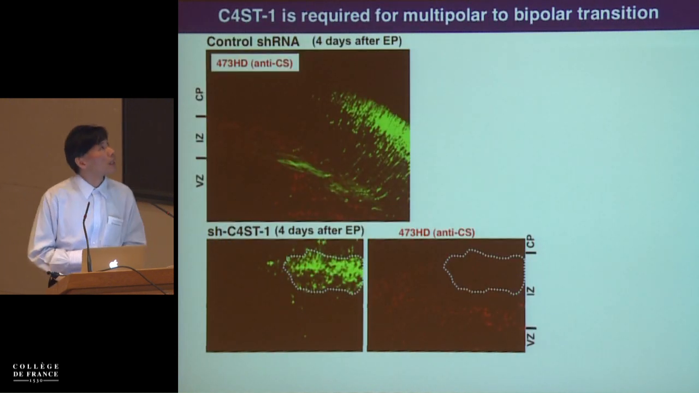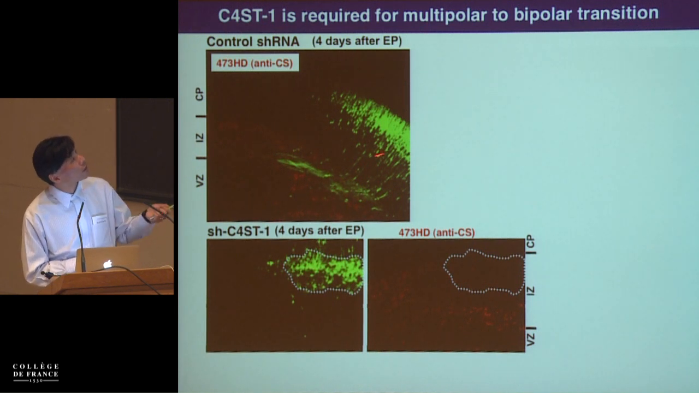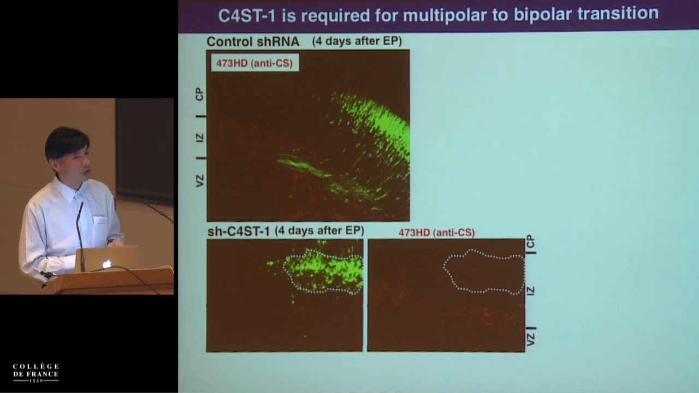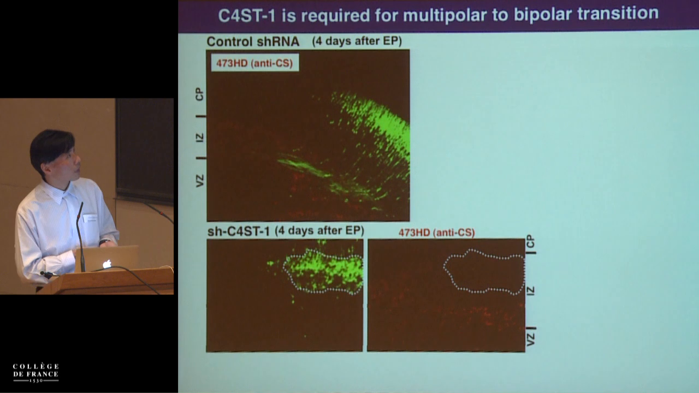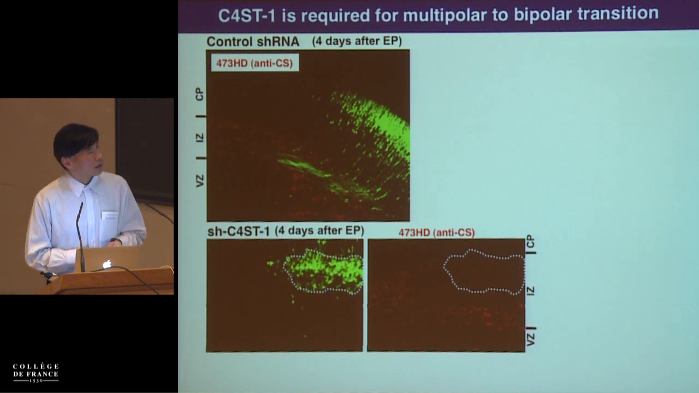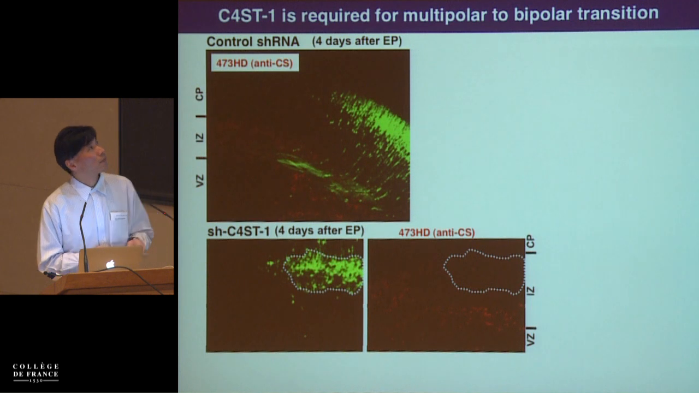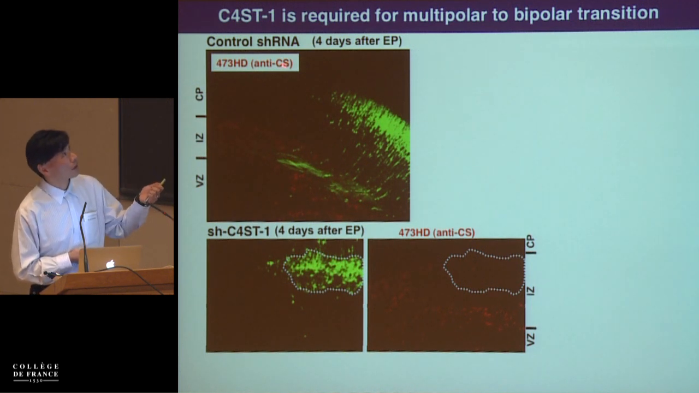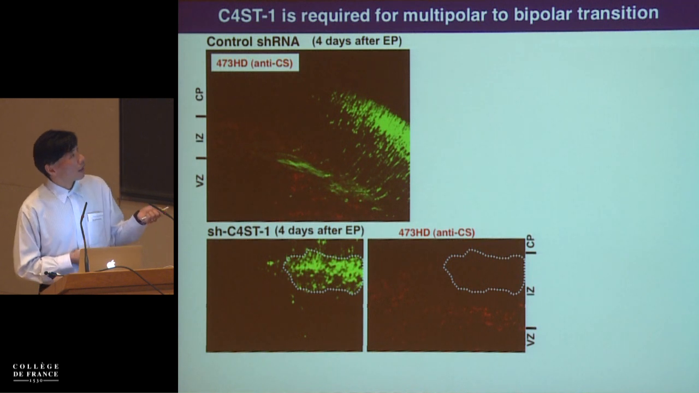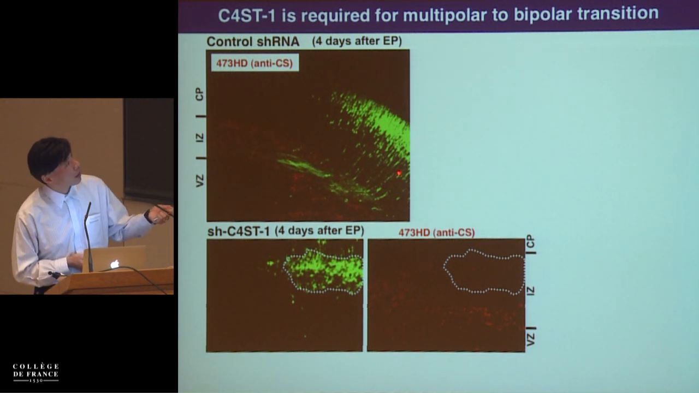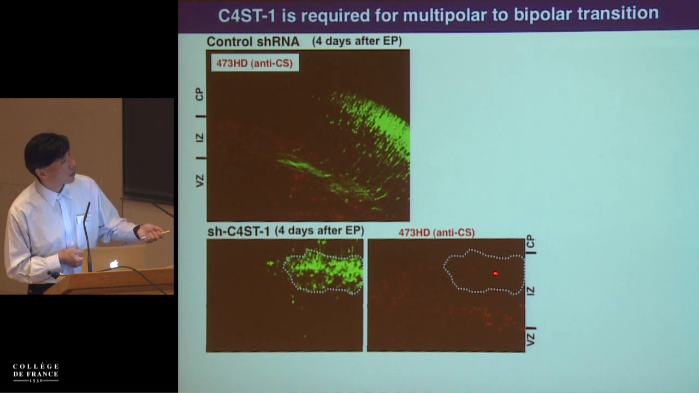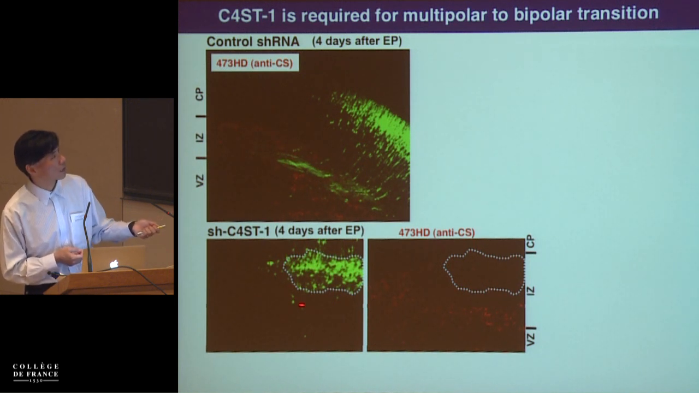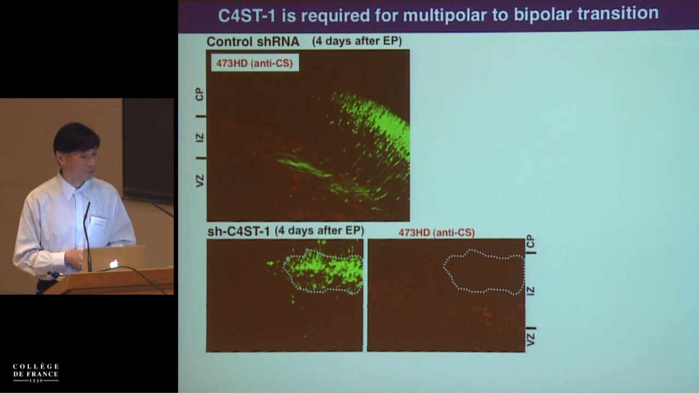So 4 days after transfection, control neurons extended the axon toward an intermediate zone. When we stained the chondroitin sulfate chain by anti-chondroitin sulfate antibody, the axon extended along with a chondroitin sulfate-rich region. In contrast, chondroitin sulfate staining was significantly reduced in the area transfected with short hairpin C4ST1.